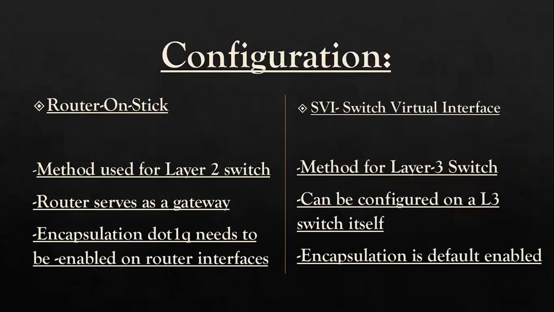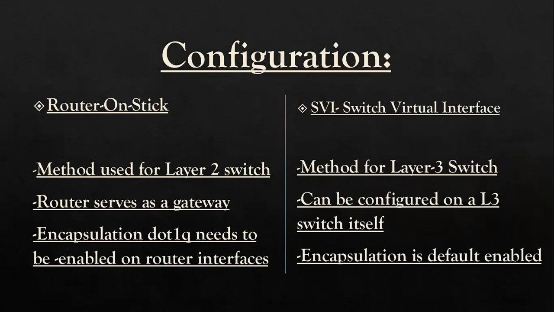Next, we'll see the configuration. The configuration of inter-VLAN routing can be done in two methods. The first method is router on a stick. The second is SVI, switch virtual interface. The difference between these two is that router on a stick is used when a layer 2 switch is in the network. If you have to enable routing between the VLANs configured on a layer 2 switch, then the router on a stick method is used. If you have a layer 3 switch, then we can use the SVI method.